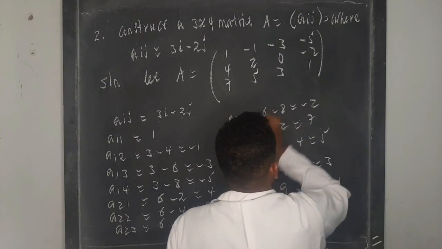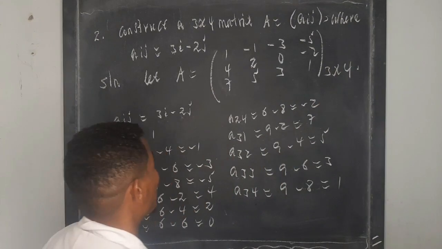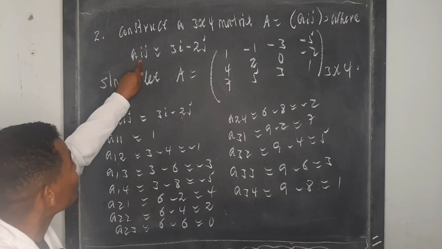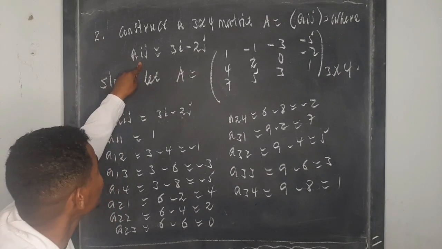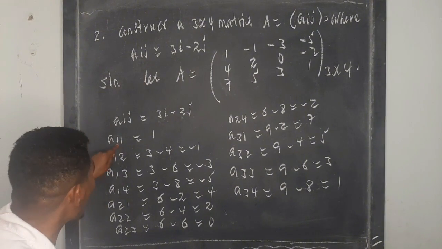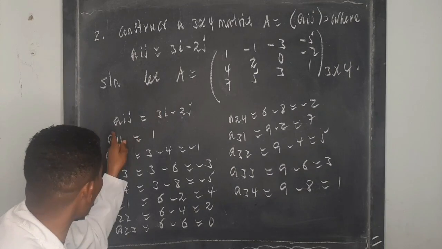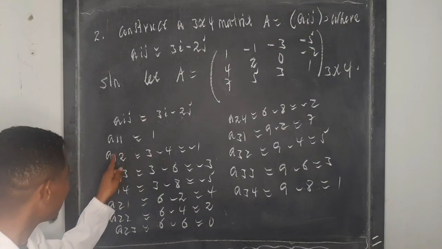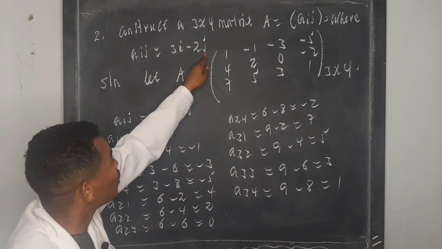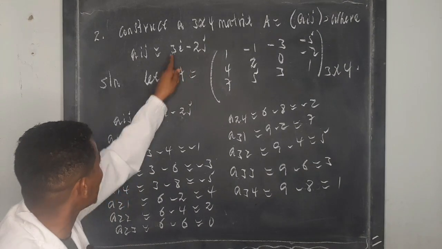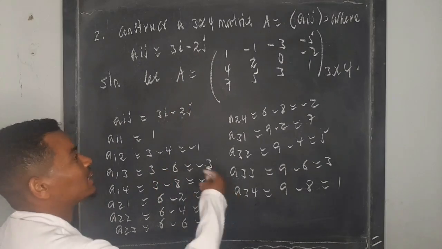This one is the required matrix whose size is 3 by 4, based on the defined entry aij equals 3i minus 2j. So i shows the row, j shows the column. a11 means the entry in row 1 and column 1, so we replace i with 1 and j with 1. a12 means i, the row, is 1 and j, the column, is 2, then 3 times 1 is 3, 2 times 2 is 4, 3 minus 4 is minus 1. This is how we find the entries.